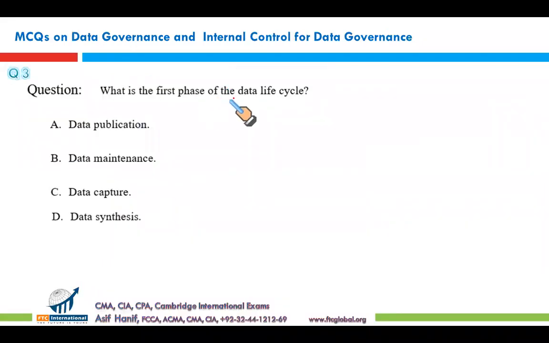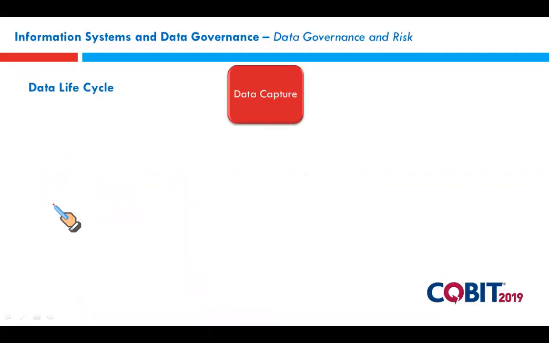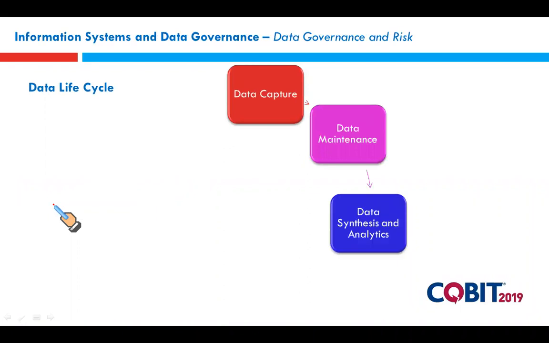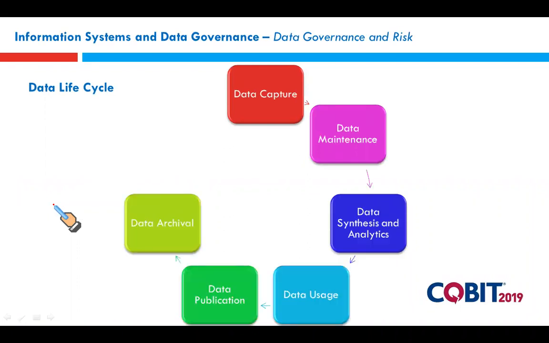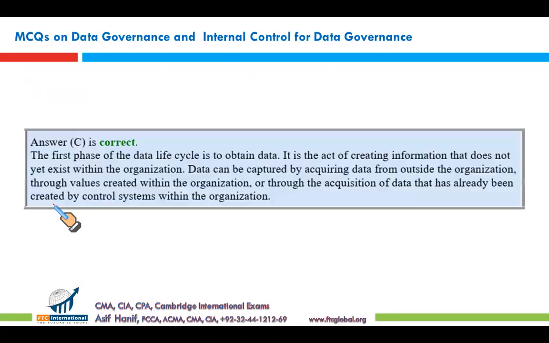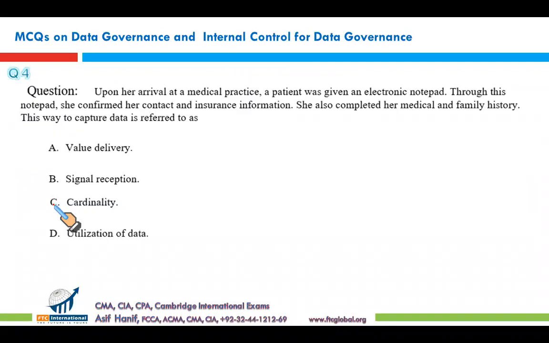What is the first phase of data lifecycle? Publication comes later. Maintenance comes later. Data capture, yes. C, this is the right option. Data capture is the first step right here. And then data maintenance, synthesis, usage, publication, archival, and destruction, purging. Next, C is the right option.